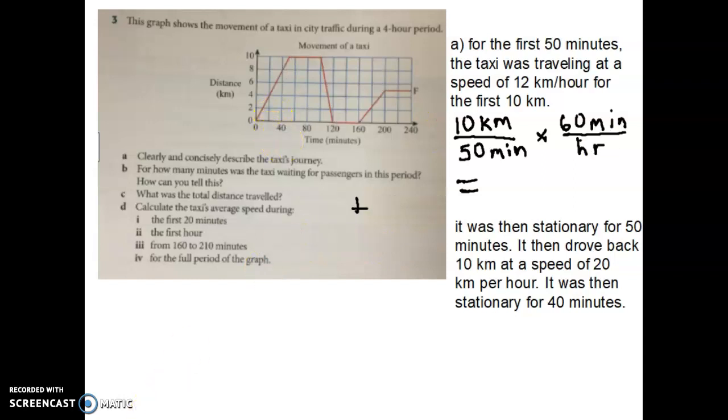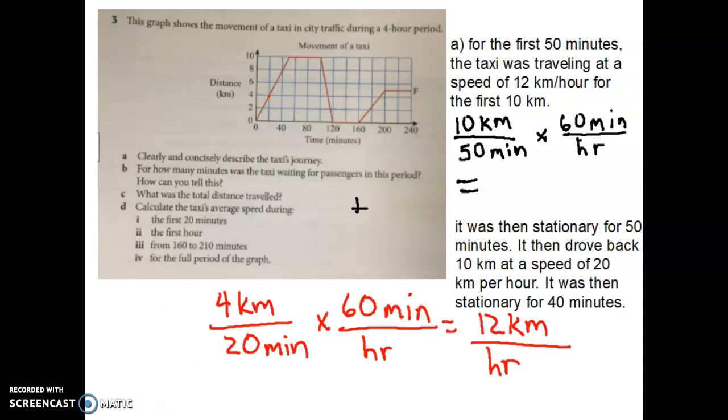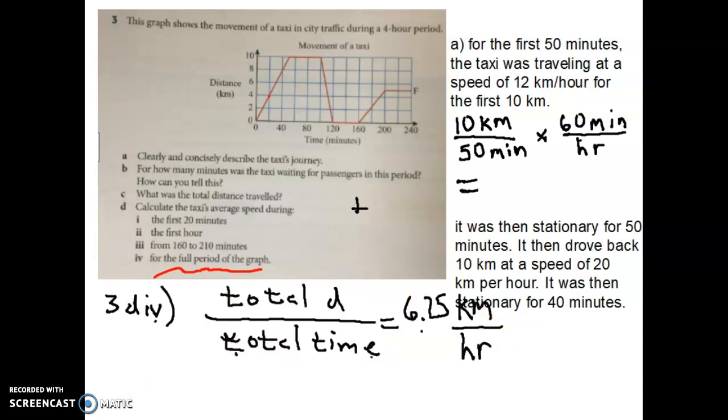The average speed for the first 20 minutes takes us to this point. So for 4A, you're going to get 12 kilometers per hour. So that's 4D1. And then for 4D2, which is this very last one, I'm going to go over this because this is probably the trickiest one. You do the total distance over the total time, and you get 6.25 kilometers per hour.